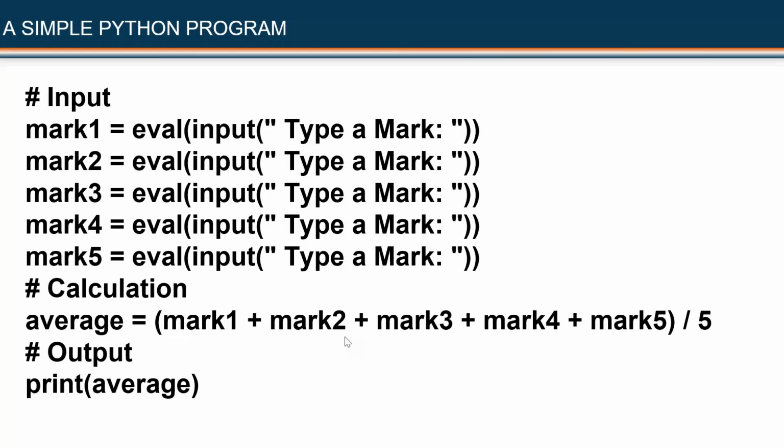Hi everyone, good morning. Now we will see how to execute a very simple Python program. In a very simple Python program, you will have three steps. The first step will be input. You will be receiving a few values as input. And then you will make use of all those values to perform some calculation. Here we calculate the average. This is the second step. In the third step, we will display the calculated value on the computer screen.